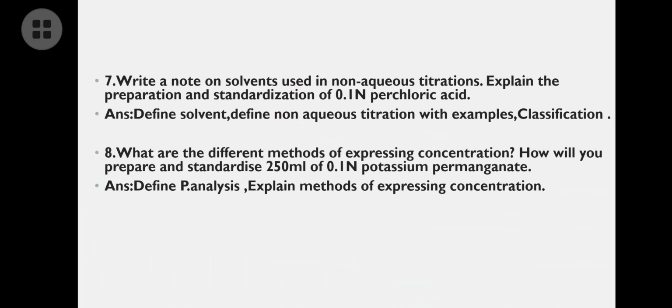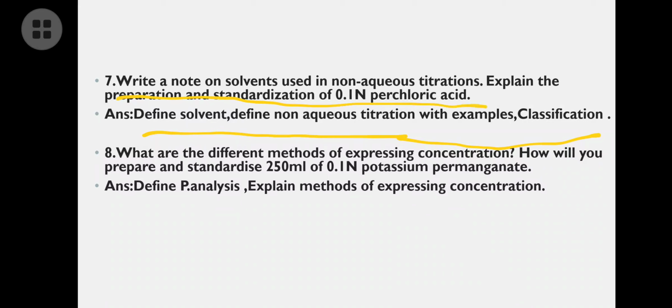Next you go here for the 7th question. Write a note on solvents used in non-aqueous titration. Explain the preparation and standardization of 0.1 normal perchloric acid. Okay, perchloric acid, or they will ask HCl. Here first you define what is this solvent, then you go for non-aqueous titration, you give examples, you classify this non-aqueous titration, and by classification you have to explain it by giving two examples. Then at last you write the preparation and standardization of 0.1 normal perchloric acid.